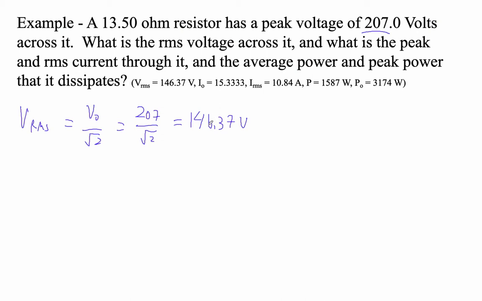What is the peak and RMS current through it? Okay, I can do this. The peak current is going to be I naught is equal to V naught divided by R. I know they don't write it that way, but there it is. So that's going to be 207 over 13.5. By the way, there's no such thing as a peak and RMS resistance. It's just resistance. So 207 divided by 13.5 is 15.3, a lot of threes.